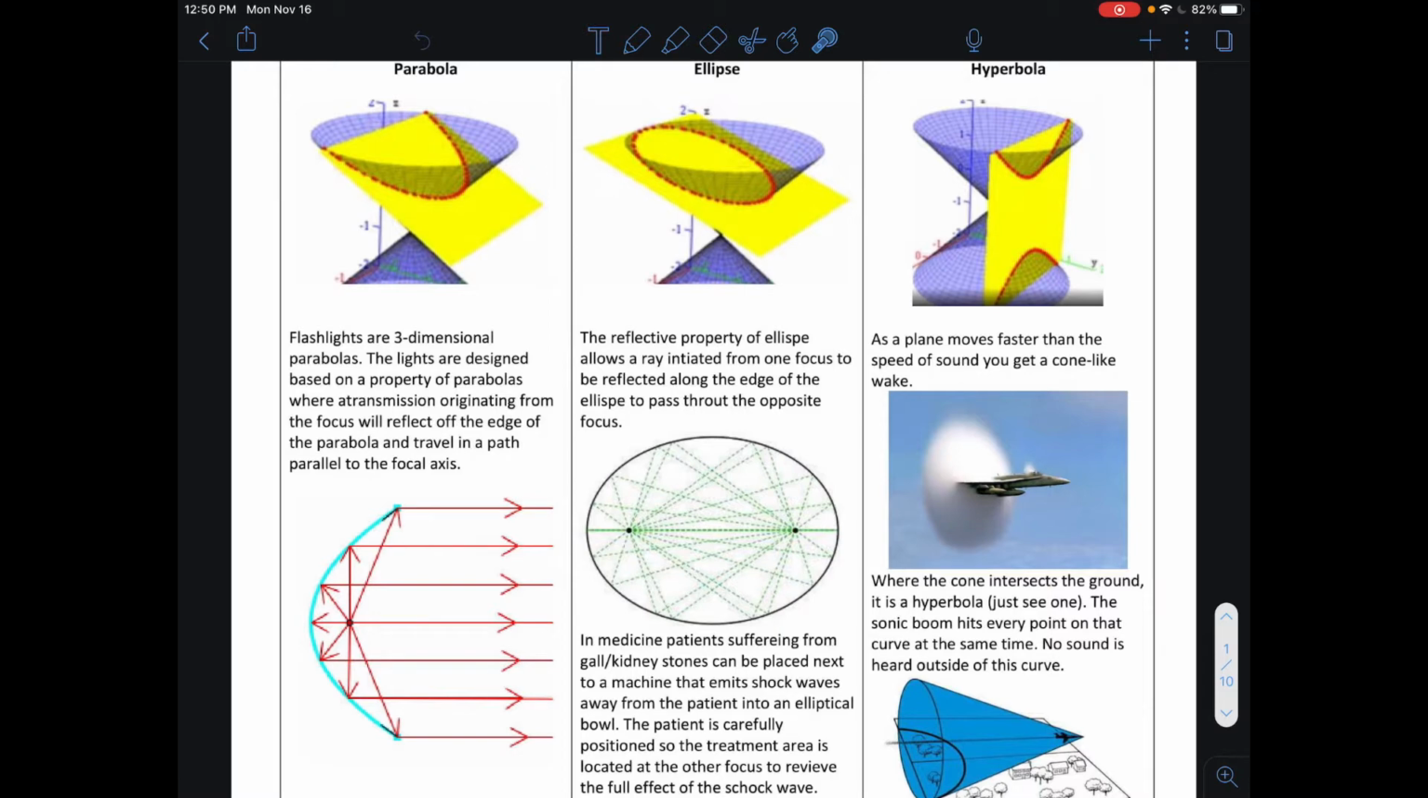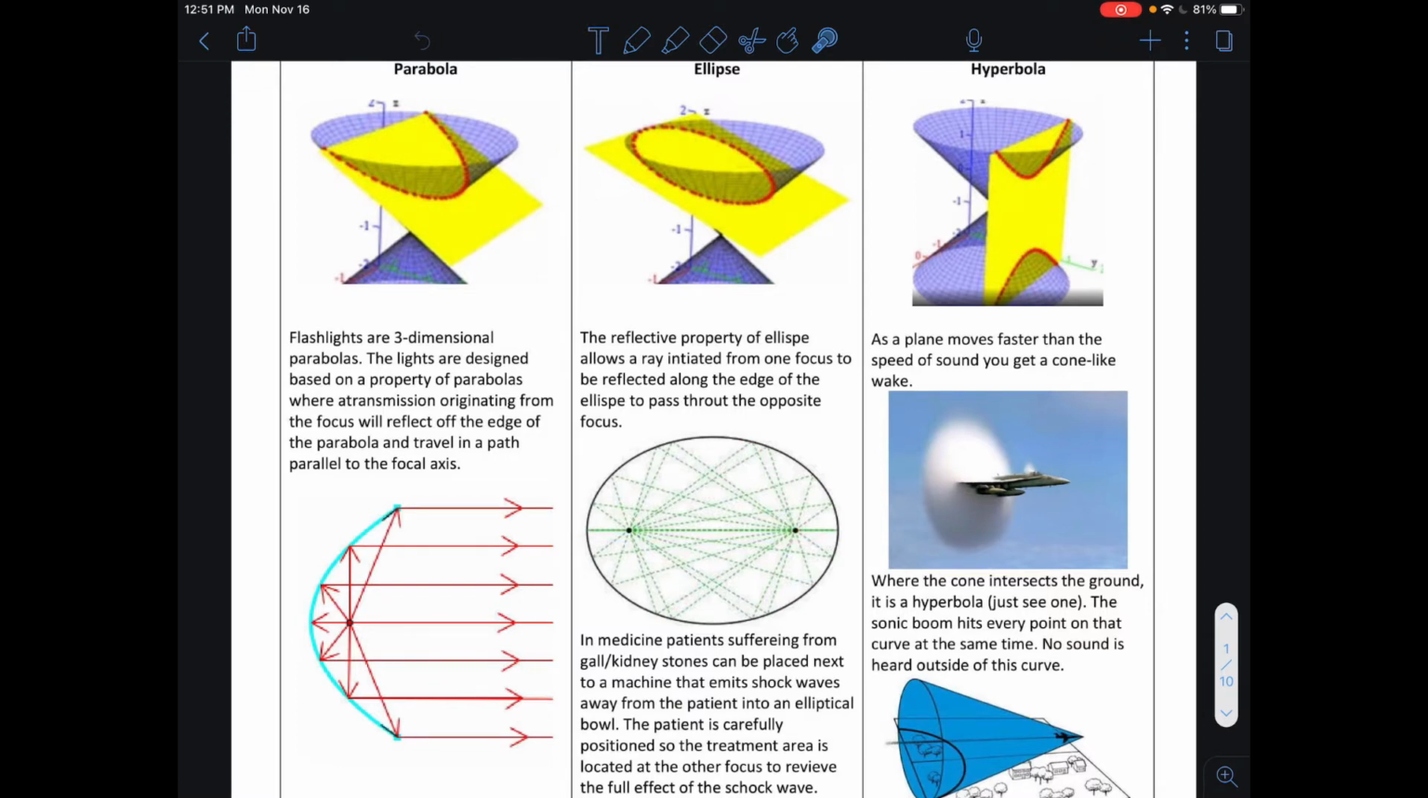Now, an ellipse has a reflective property, where an ellipse has two foci, and we'll define an ellipse here in just a minute. A reflective property of an ellipse is that if I have a ray that starts at one focus and shines through that focus and hits the edge of the ellipse, it will reflect back through the second focus.